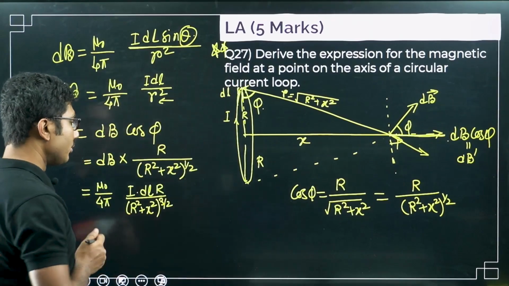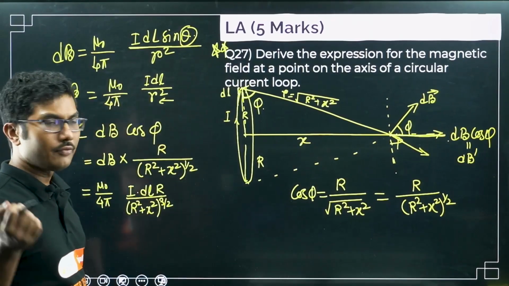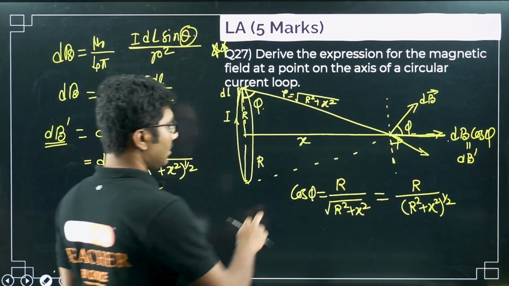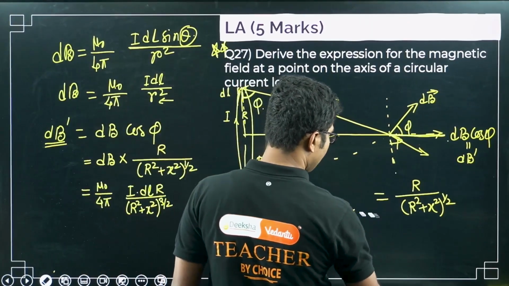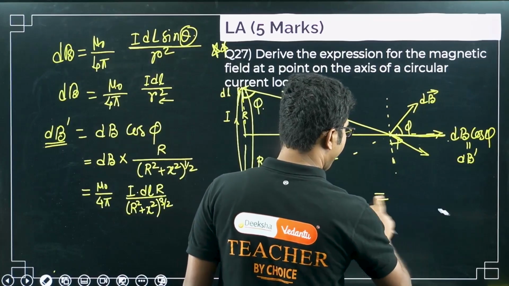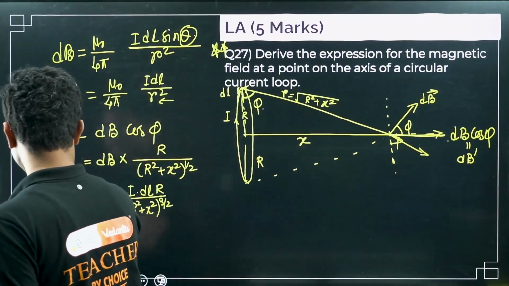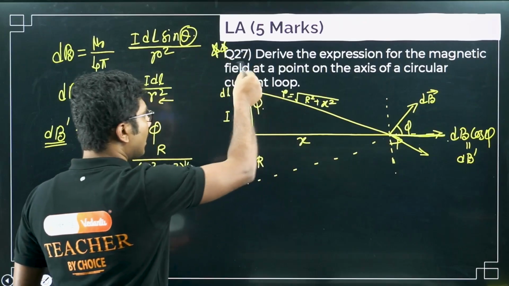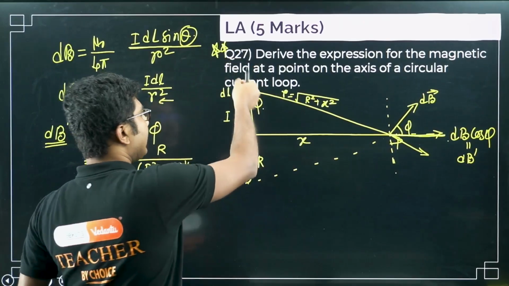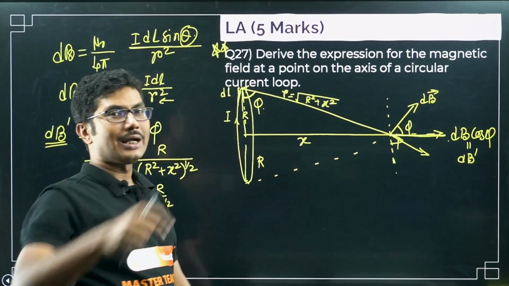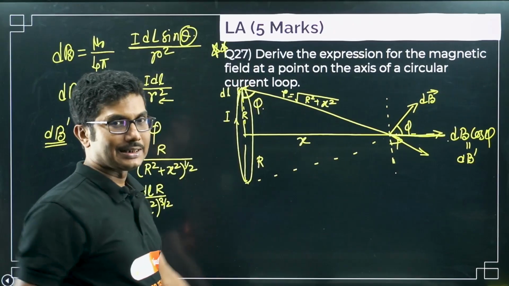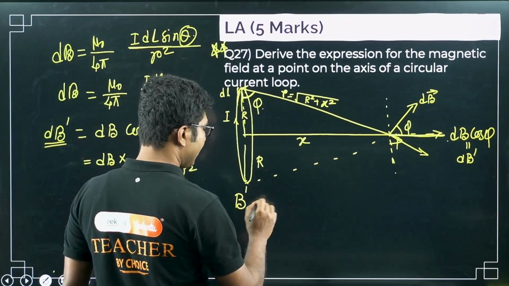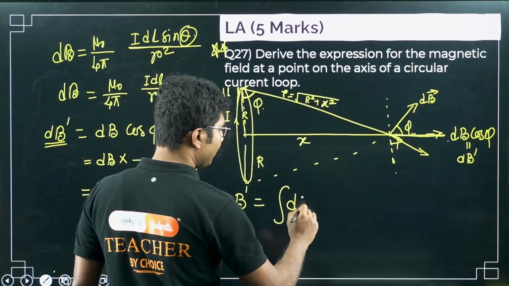Now what we will do, we will find the value of b. Okay, b dash or b, right? Let me erase this. So when we take the component of all such dls, if you take all such dls and do the integration or add them basically, then you will get the magnetic field b dash. So magnetic field b dash is basically integration of dB dash.